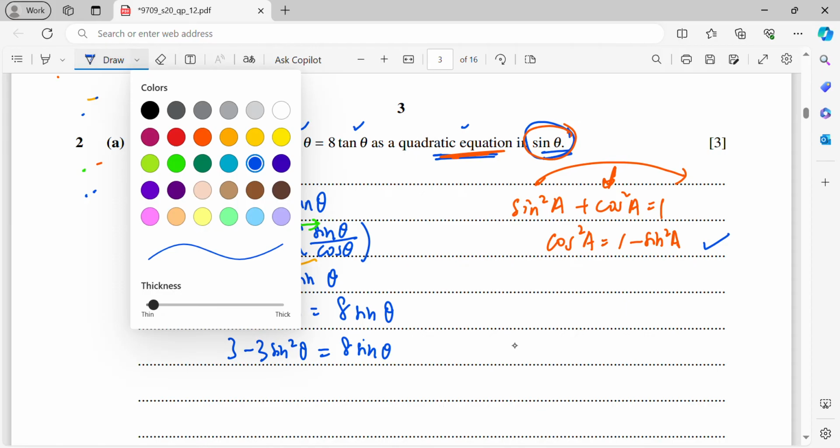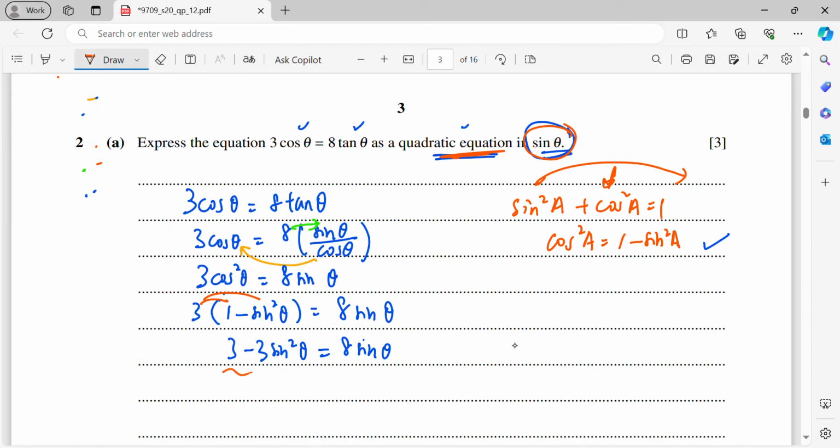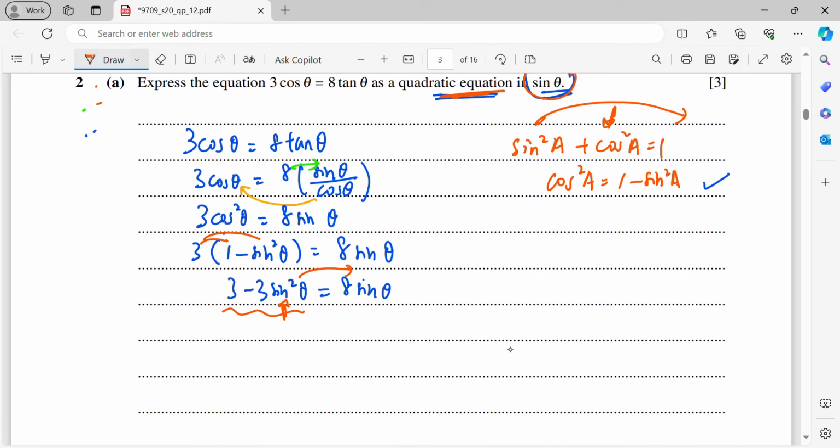Okay, and then to get the quadratic equation, I will just move all the terms to the other side to make the coefficient for sine squared theta as positive value. So therefore, you will be getting 3 sine squared theta plus 8 sine theta. The 3 you move to the other side becomes minus 3 equals to 0. So this is the quadratic equation in terms of sine theta.